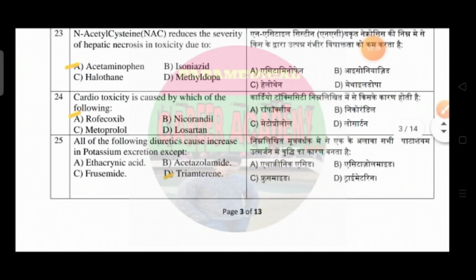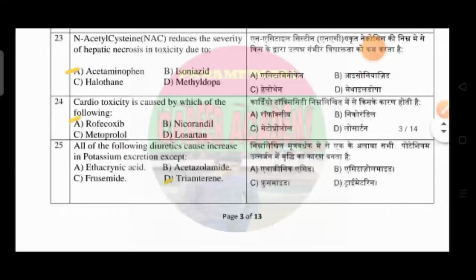Question number 25: All of the following diuretics cause increase in potassium excretion except? Option A is ethacrynic acid, option B is acetazolamide, option C is furosemide and option D is triamterene. So the correct answer is option D, that is triamterene.